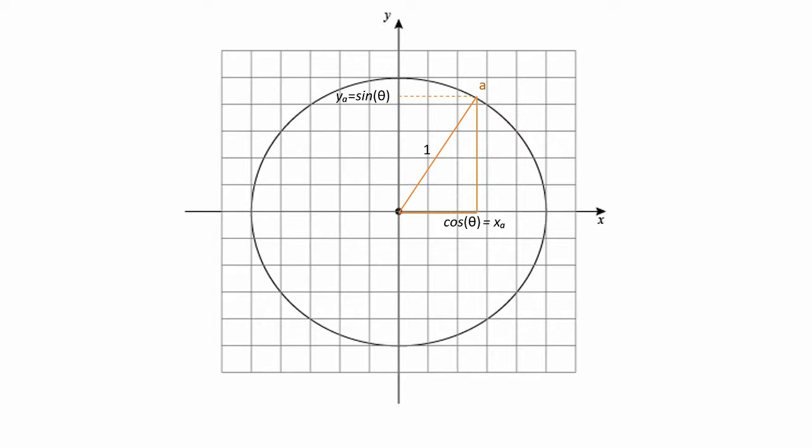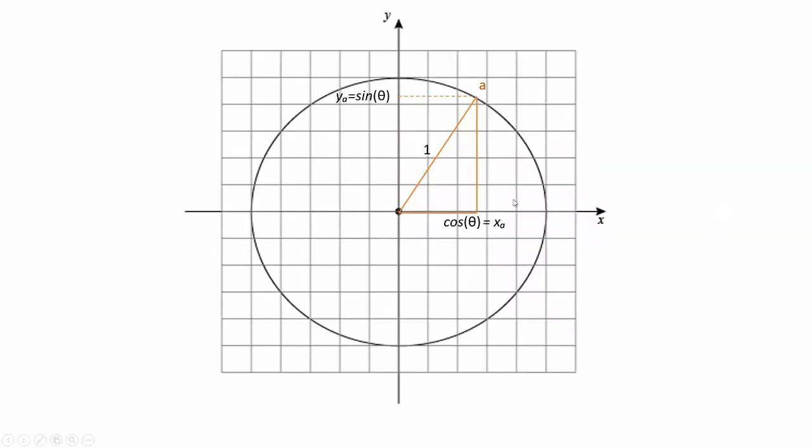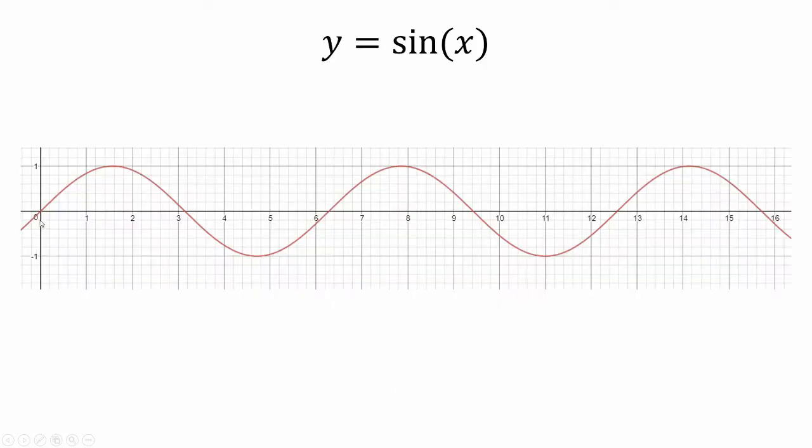Let's look at the sine graph first. So, why does it have this weird wavy shape? Well, it's because if you imagine changing this angle, then the height of this point will go up, and then it will go down again, and then it'll come back around, and it's going to repeat. And that's exactly the pattern we see on our graph.